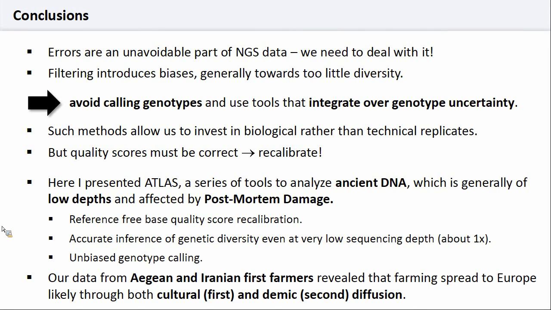If we apply these tools to our samples from Aegean and Iranian first farmers, we first found that we can trace back the ancestry of the European first farmers directly to the Aegean, meaning that people from the Aegean spread into Europe, bringing farming. However, this direct genetic line breaks if you go from the Aegean towards the Fertile Crescent, somewhere in between, and it doesn't extend. We don't really know where, but this suggests that there was at least some cultural diffusion involved in the spread of farming.